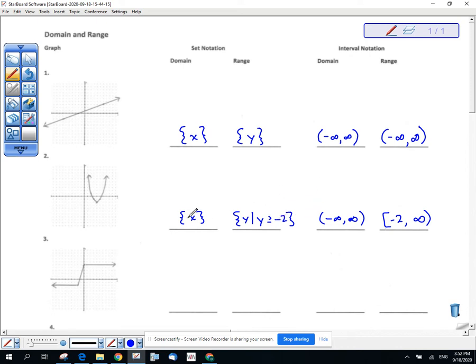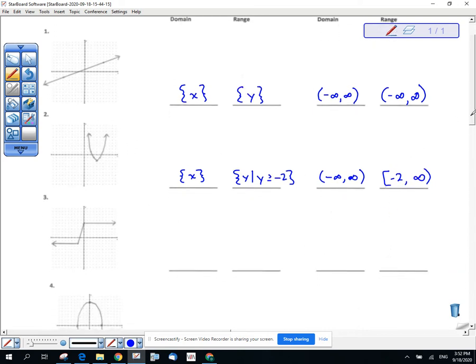Now again, since this is the same as it was above, these are going to match. Negative infinity to infinity. But for interval notation for this parabola, it goes from -2 inclusive, that's why this bracket is here, through infinity, starting here and going up. Okay, so let's start to fill the rest of this out.